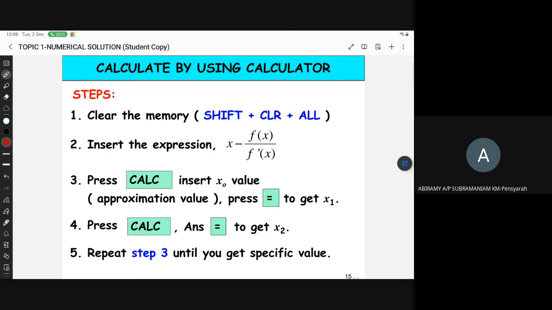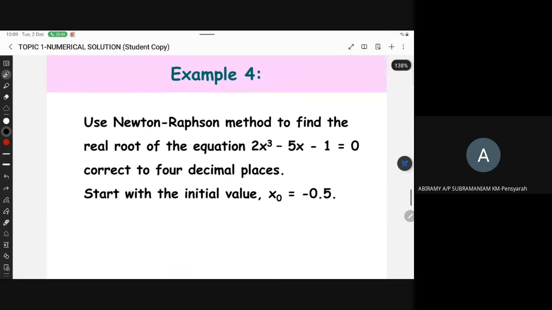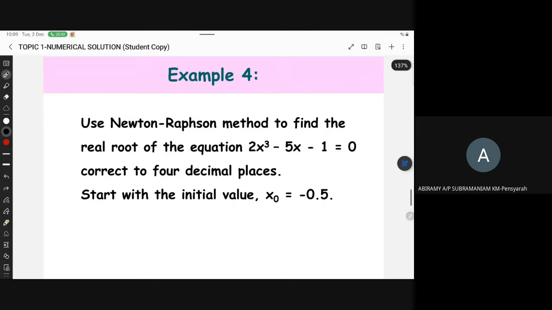Now let's see how to find a root by using Newton-Raphson. Example 4. Use the Newton-Raphson method to find the real root, not the approximate root, of the equation 2x cubed minus 5x minus 1 equals 0, correct to 4 decimal places. Start with the initial value x naught equals negative 0.5.